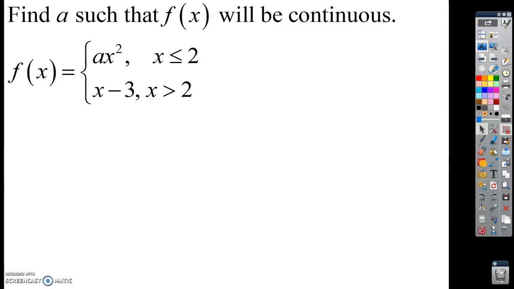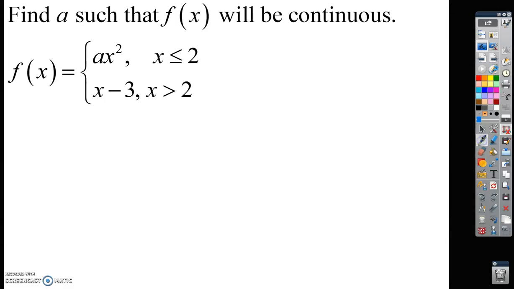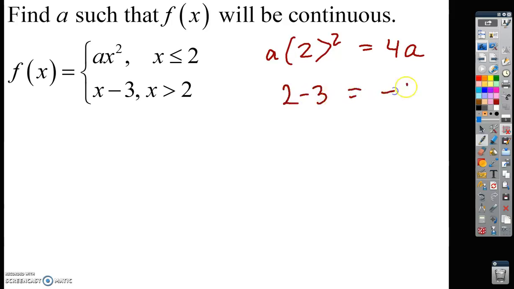If you're back for another hint, I'm going to go ahead and start writing now. Like I said, we're going to be plugging in 2. So we're going to have a times 2 squared, which is equal to 4a. And then over here, we've got 2 minus 3, which is -1. We want there to be no jumping, so we're going to set these two equal to each other. So 4a is equal to -1, and so a has to be -1/4.